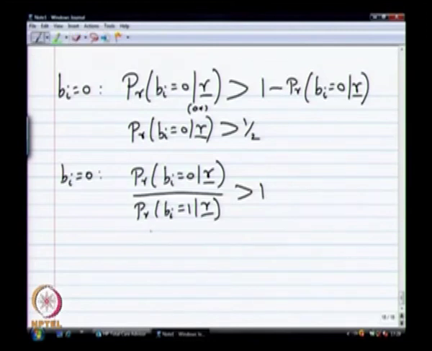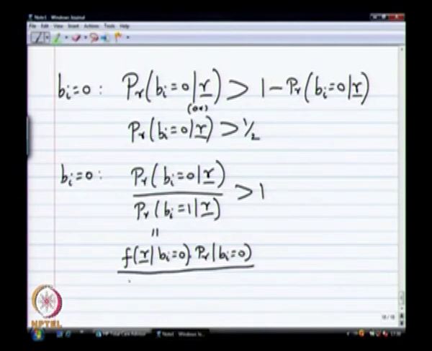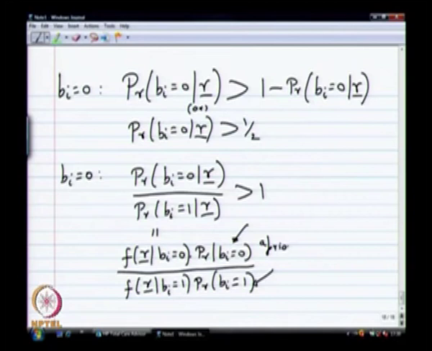So now the left hand side we can write, using Bayes rule, as f of r given Bi is 0 times the probability that Bi is 0, of course divided by f of r, but anyway that will cancel with the denominator, so I do not have to worry about it, over f of r given Bi is 1 times the probability that Bi is 1. Remember what are these? These are a priori probabilities.